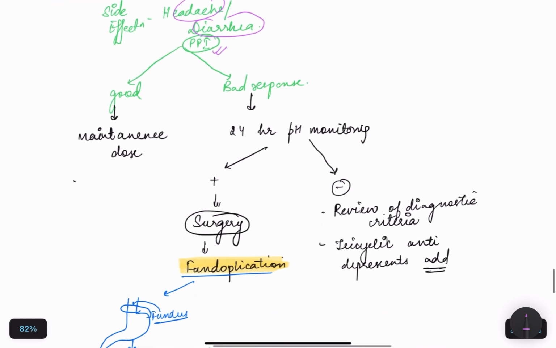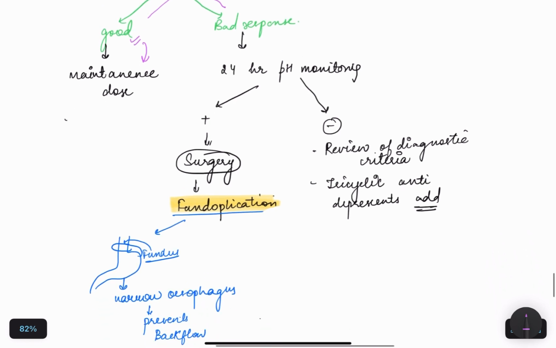Depending upon whether the response to PPI is good or bad, we will do the next treatment. If the response is good, we will maintain that dose only. If the response is bad, we will do 24-hour pH monitoring, like we discussed, placing the catheter with a sensitive probe. If positive, then we will do surgery.